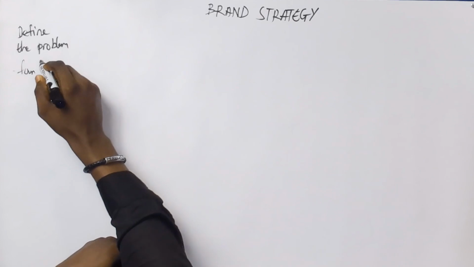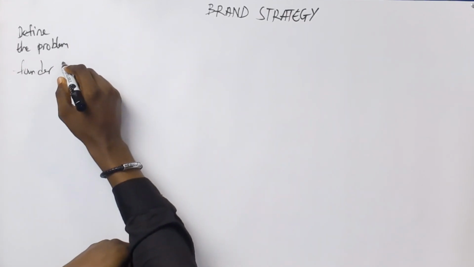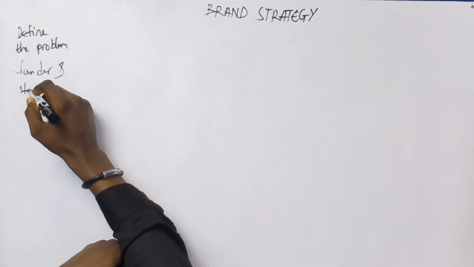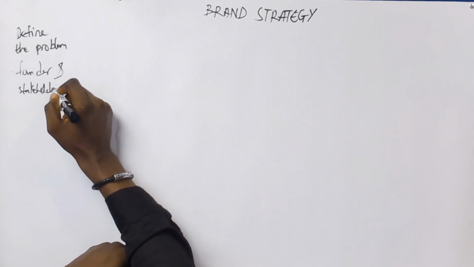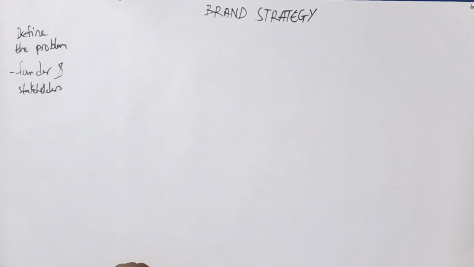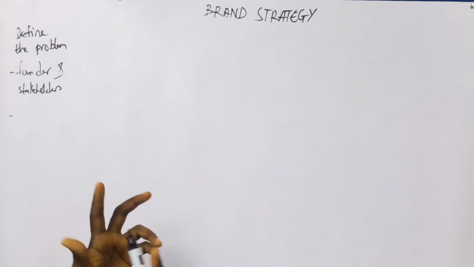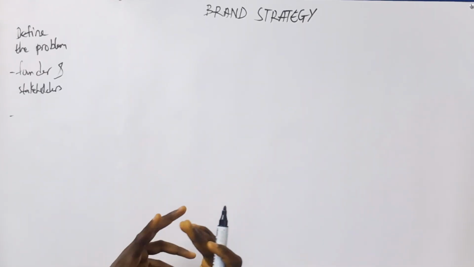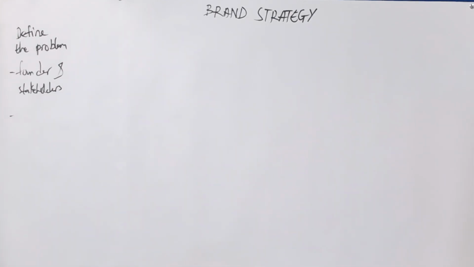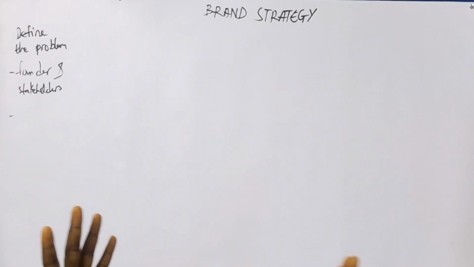So it's important to actually define the problem. And there are ways to define the problem. Usually you can talk to the founder, and the stakeholders, right? And the stakeholders could be the investors, or people who have high stakes in the brand. And then there is another way to find the problem. Usually you can decipher the problem just from the stage of the business that the person is in, right?